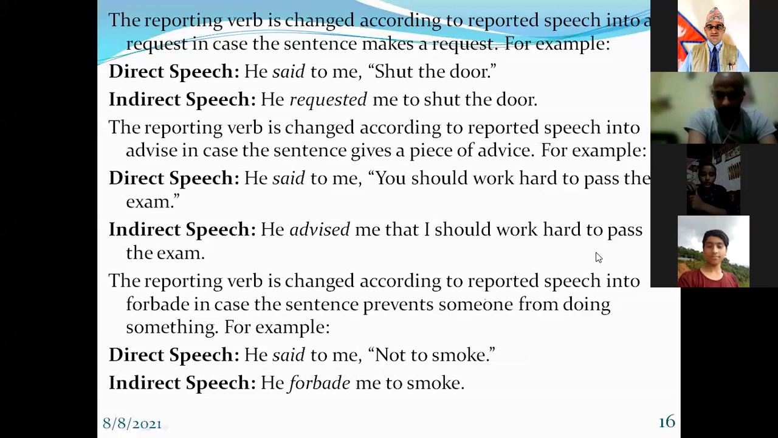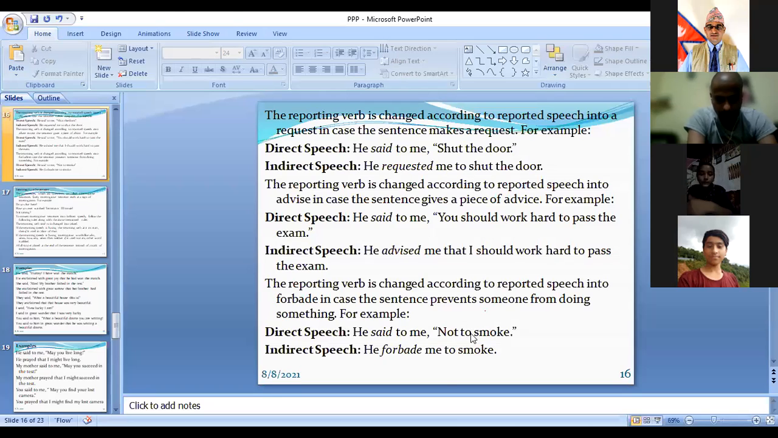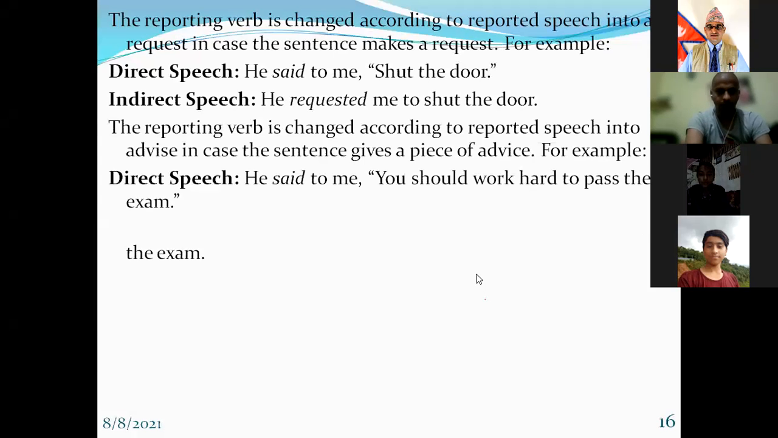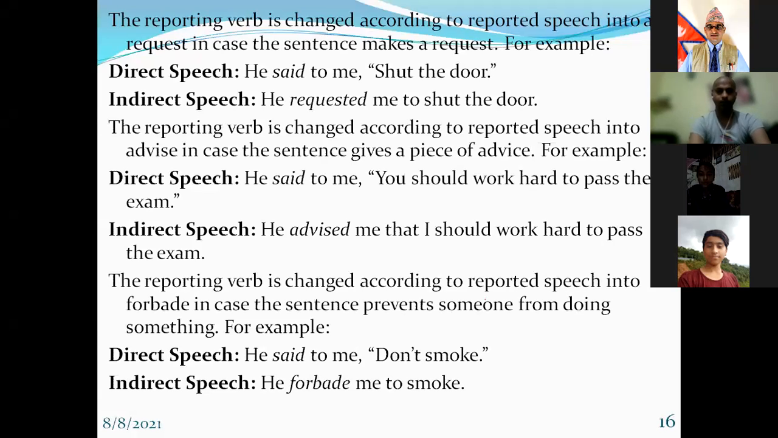Yes, sir. It should happen like this. So when you see forbid in your sentence, you should understand that you are not allowed to do the thing that is mentioned in your sentence. Is this clear? Let's go ahead then.